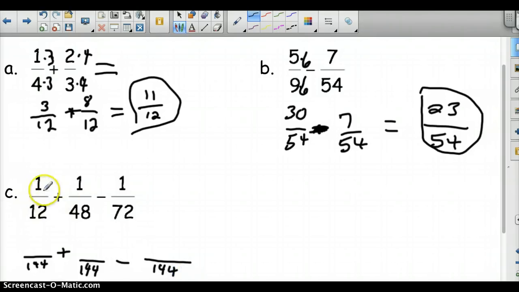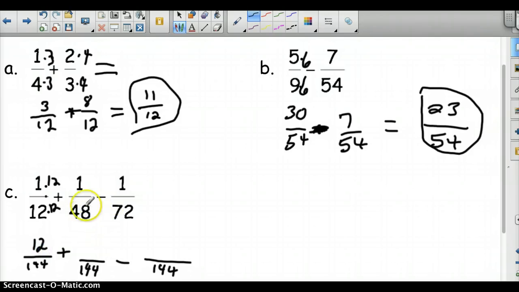Now, how do I turn 1/12 into 144ths? Well, to get 12 to be 144, we multiply times 12. I must do so on top and bottom. 1 times 12 is 12. That makes the first fraction 12 over 144.